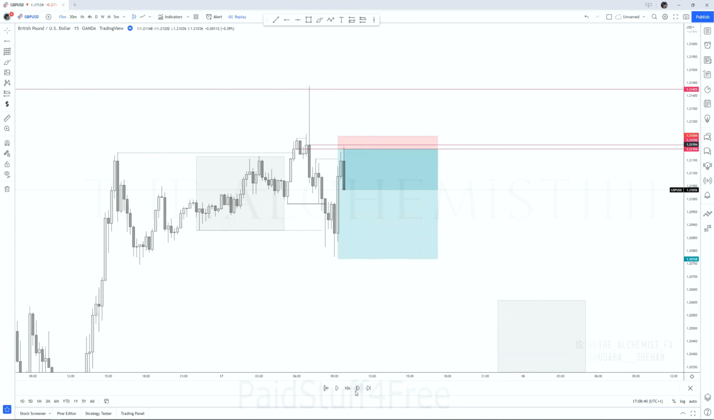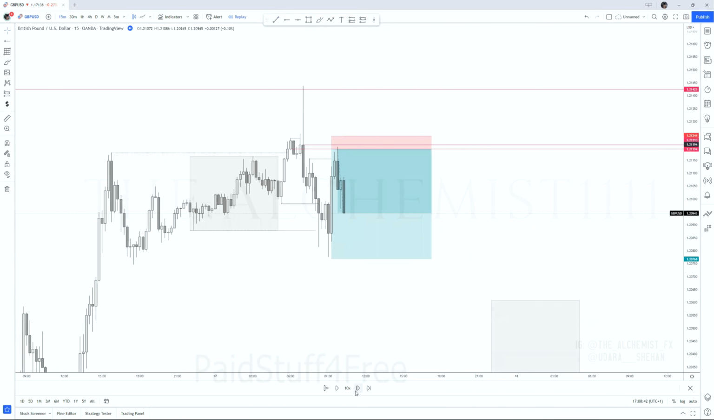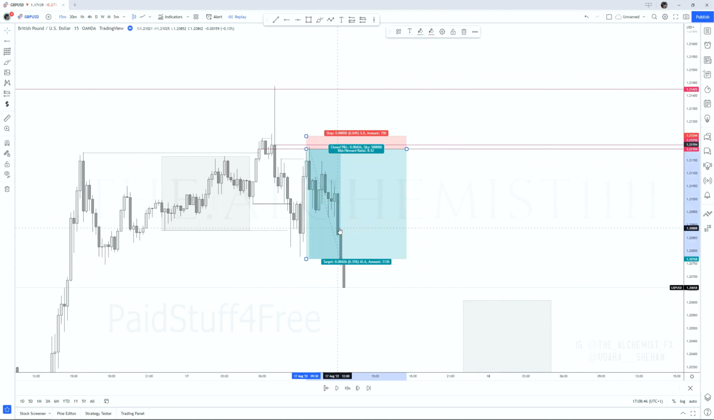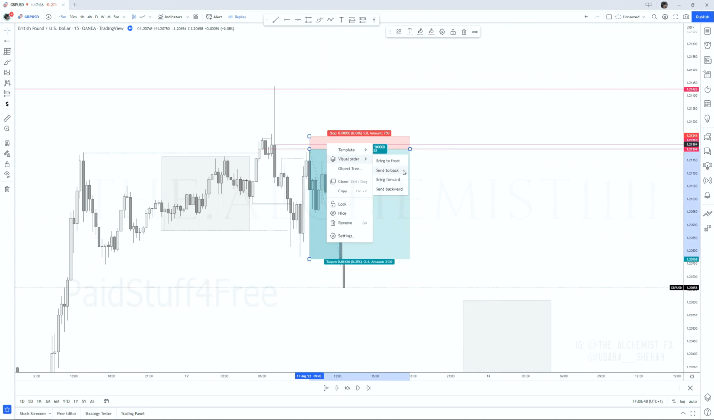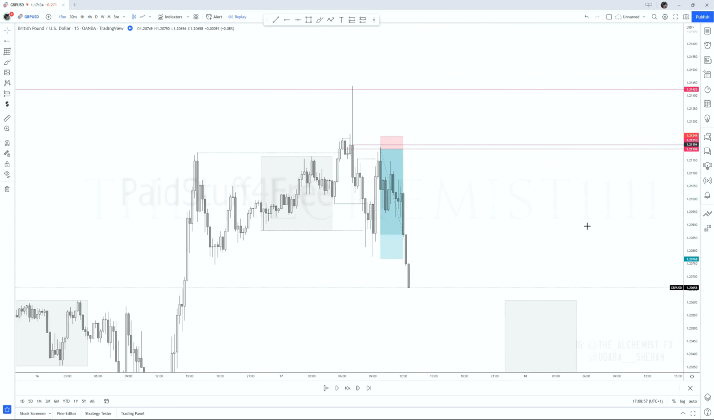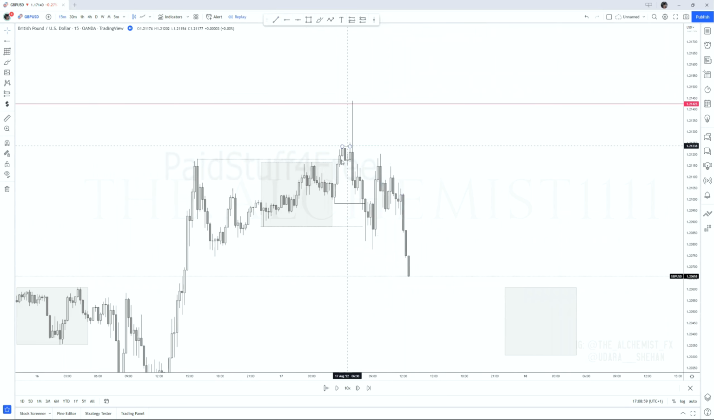So what happens? There it goes. Taps and it drops. Can you understand it? You can see that, right? When we have two POIs very close to each other, we can sell from the first one with our stop loss above that high itself, above both the POIs. So that was very clean. Can you understand the two setups? Hope that was clear.